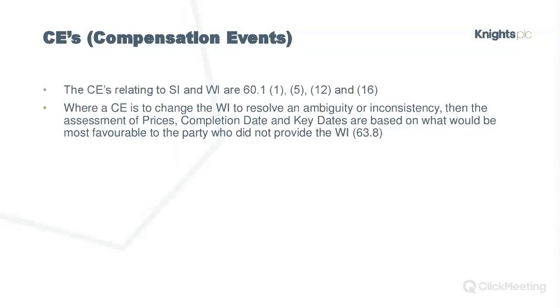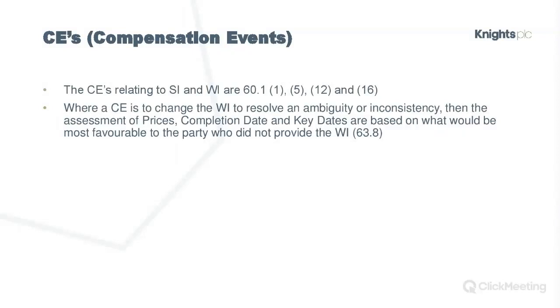Why I said that is because what we're really seeing now is Z clauses being added to the contract to say that if there is an ambiguity or inconsistency with any of the contract documents, then the contractor bears the risk, the cost and the time of sorting that out, at the discretion of the employer. So basically, the employer decides which way it wants to go.